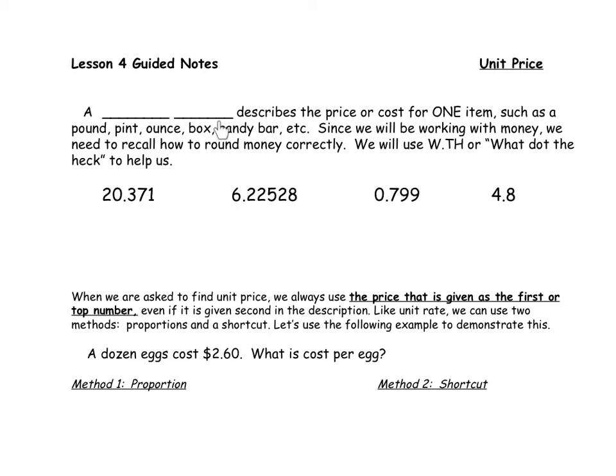A blank blank describes the price or cost for one item, such as a pound, pint, ounce, box, candy bar. So that would be one of those items, and we refer to that as unit price.